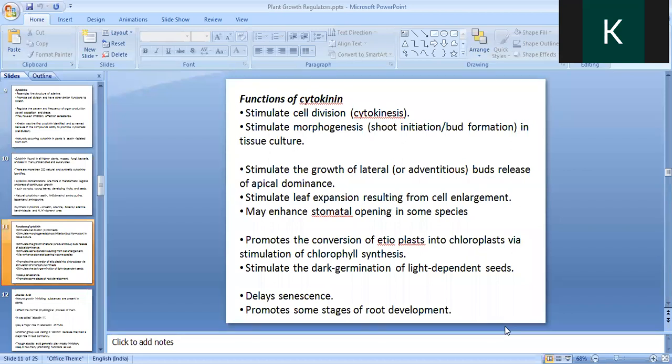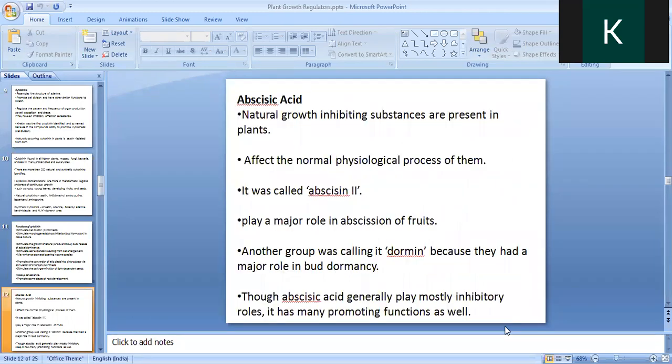It promotes the conversion of etioplast into chloroplast, and thereby stimulates chlorophyll synthesis. So this leads to the prevention of aging in the leaves. And it stimulates the dark germination of light-dependent seeds. And it also delays senescence, as I already told you. And it promotes some stages of root development. That is about your cytokinins.